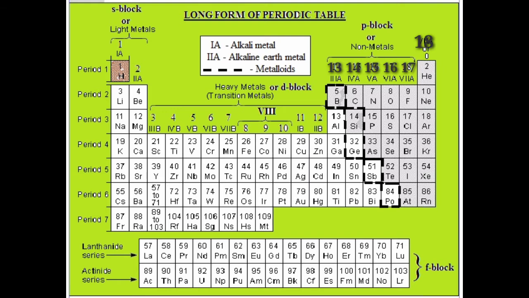Now see group 17: fluorine, chlorine, bromine, iodine.